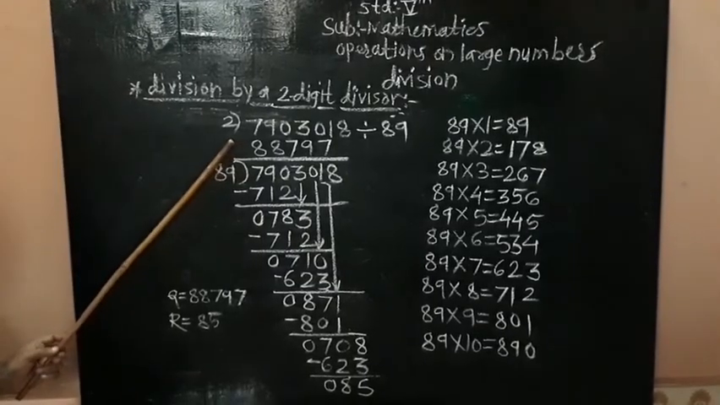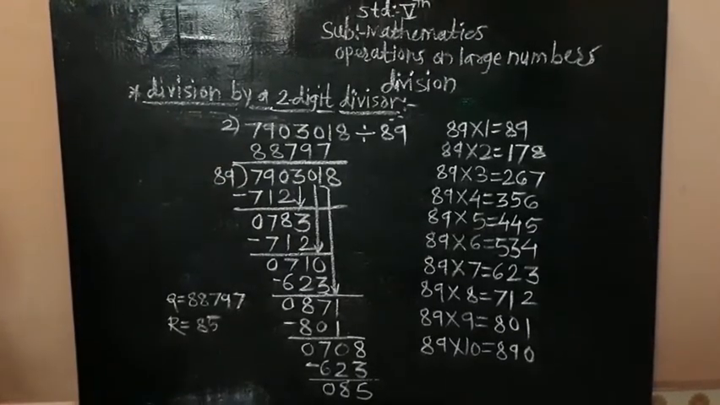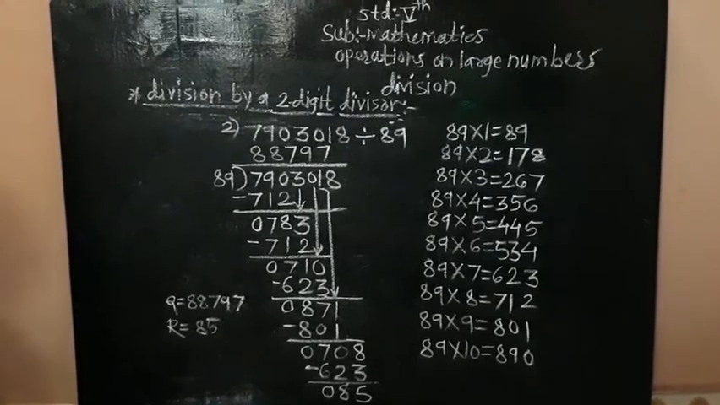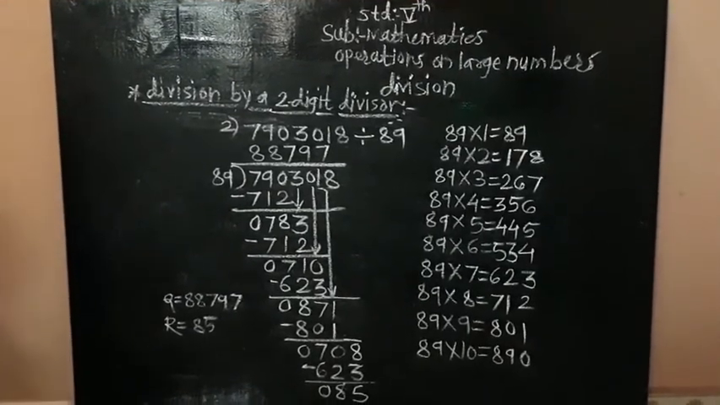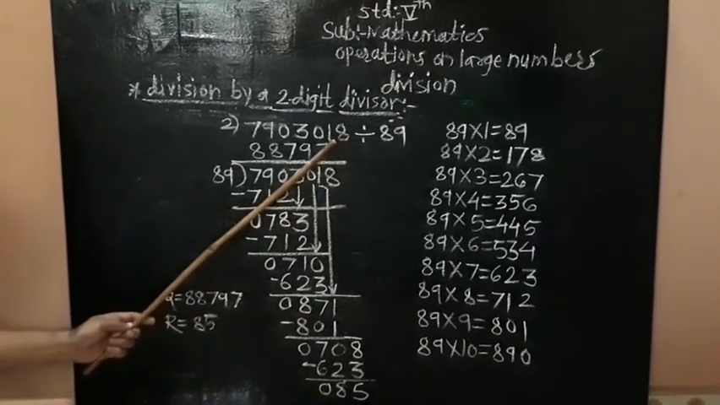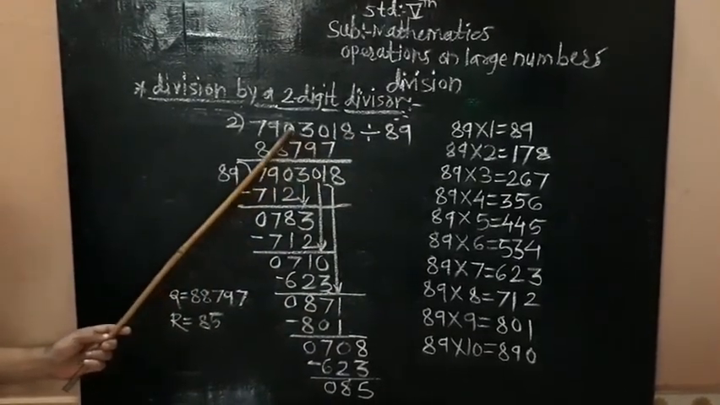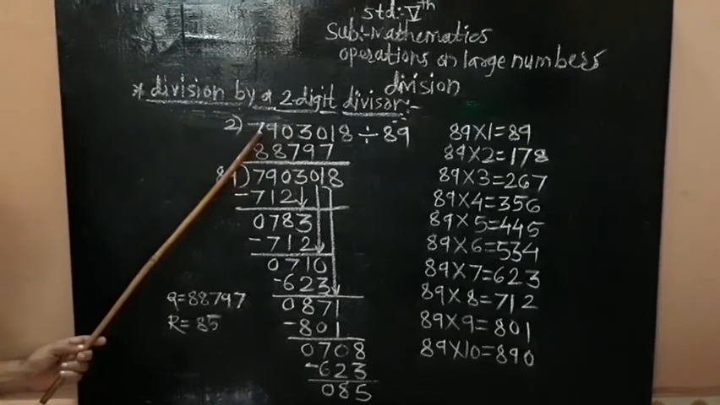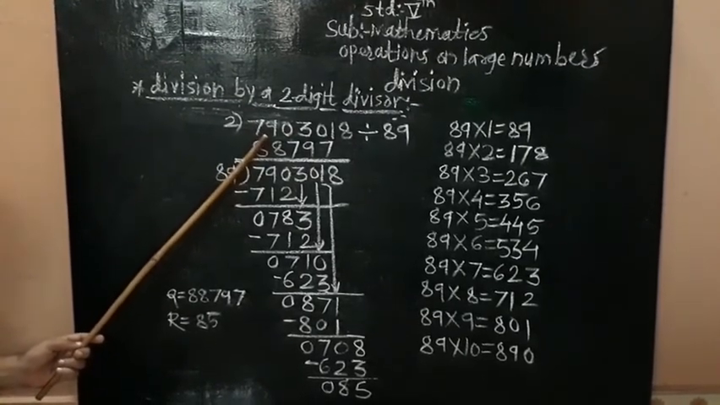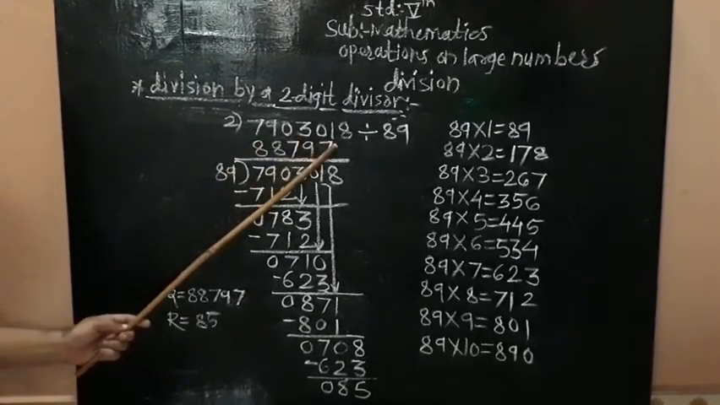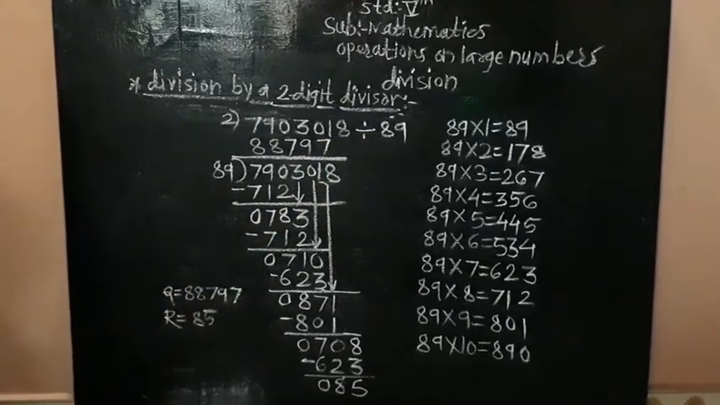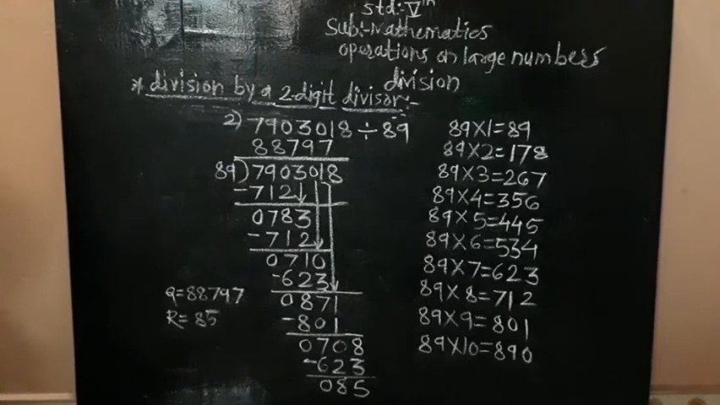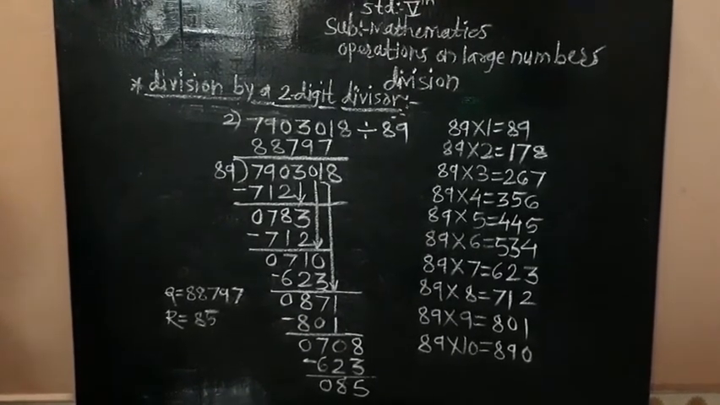Let's try to understand the next example, a division by a 2-digit divisor. So my dears, first you read the given numbers: ones, tens, hundreds, thousands, ten thousands, lakh and ten lakh. So this number is 79 lakh 3018 divided by 89, which is this example.